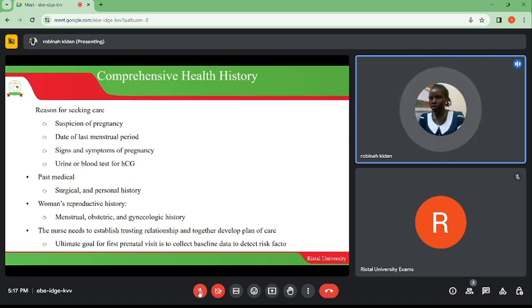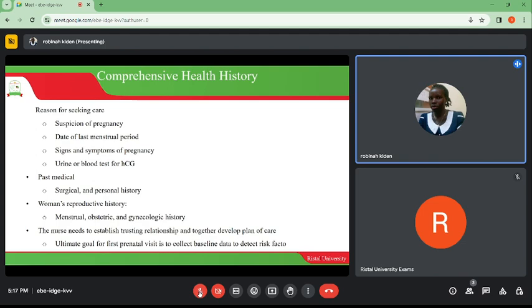So under this comprehensive health history, one, we have past medical history. In the past medical history, we ask the mother whether she has ever been operated on. Has she ever gone through any operation, any surgery? Has it been done on her? Then personal history of what might have happened to her. We also find out about that.